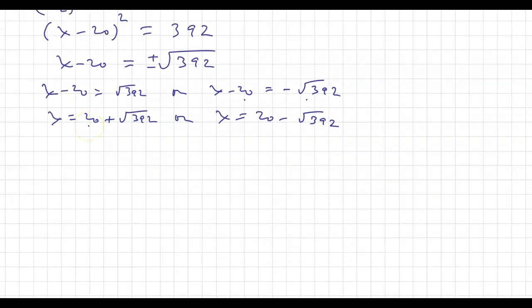So I'll tell you that 20 plus the square root of 392 is approximately 39.8. And 20 minus the square root of 392 is approximately 0.2.